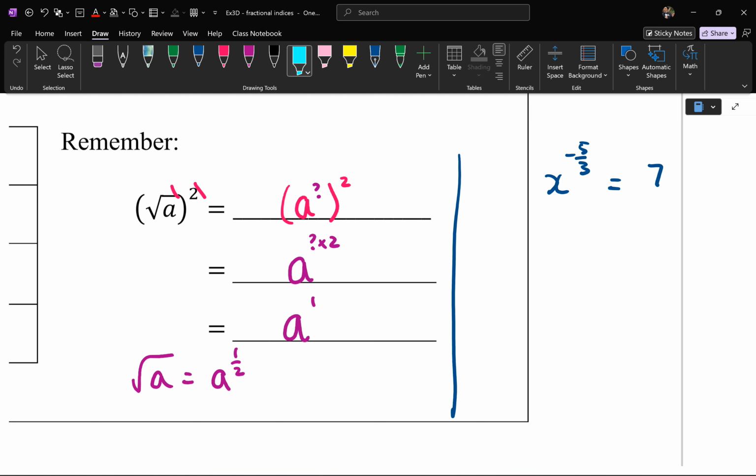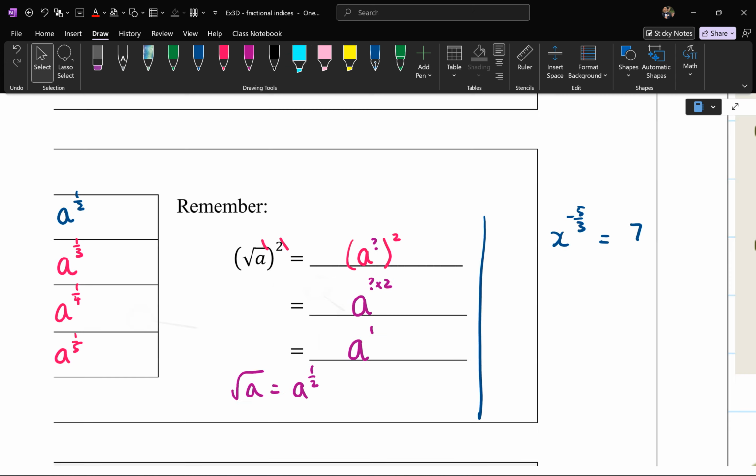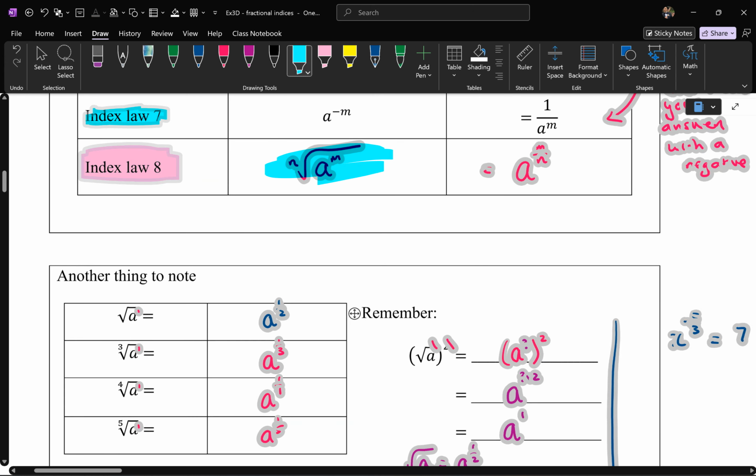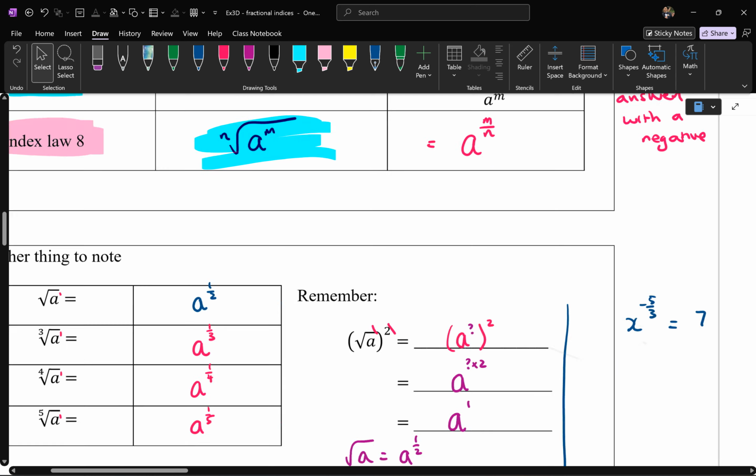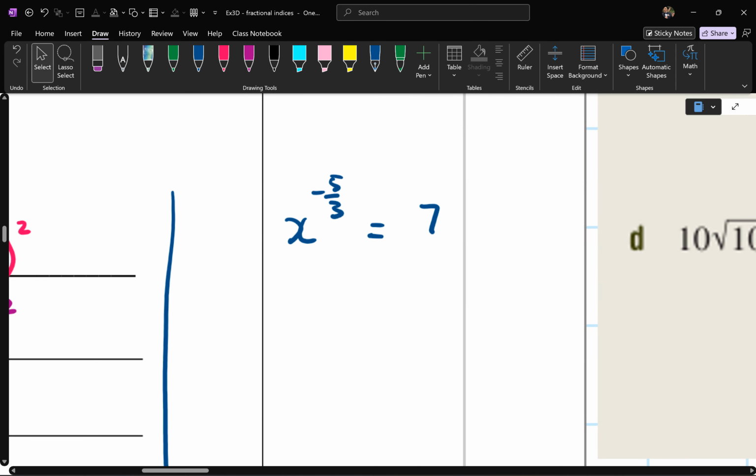They all sat there and they're like, I don't know. And I said, well, this actually goes back to your rule number 8 in indices. And I asked them, do you remember rule number 8? And they're like, no. So then I wrote out exactly the way I did it for you. I said, this is equal to what? And most of them don't remember it. But let's have a look at this one.